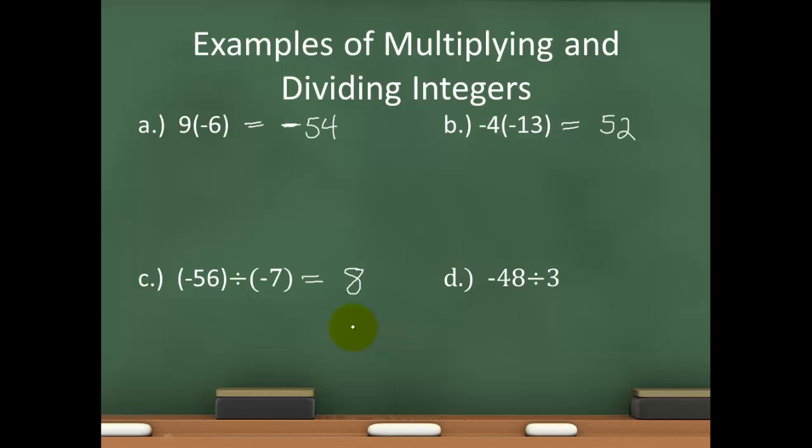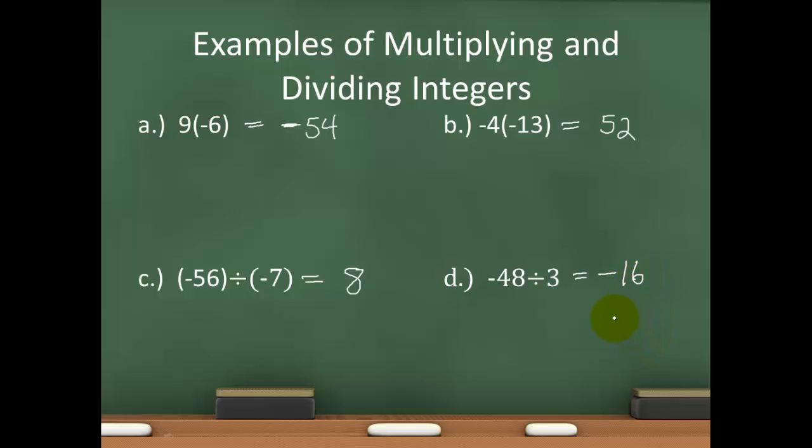Last but not least, part D, we have negative 48 divided by 3. Notice that 48 is negative and 3 is positive, so I know that my result will be negative. And 3 goes into 48 16 times, and so my solution will be negative 16.